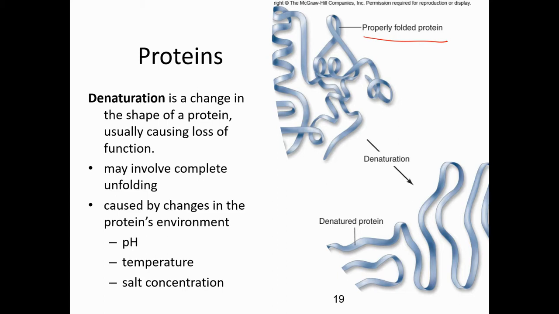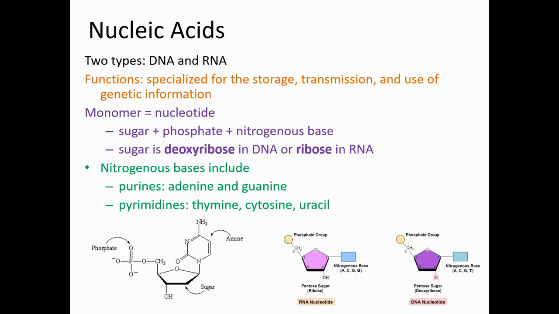But proteins are really important. They play a vital role in our body. Carbon, hydrogen, oxygen, and nitrogen are the key there. Last one, the fourth and final macromolecule: our nucleic acids.